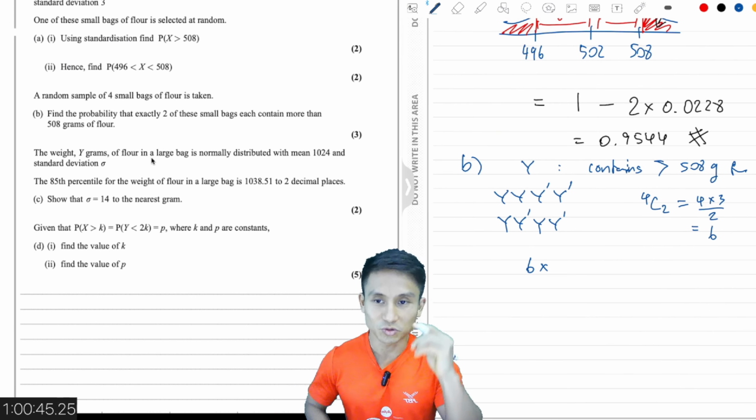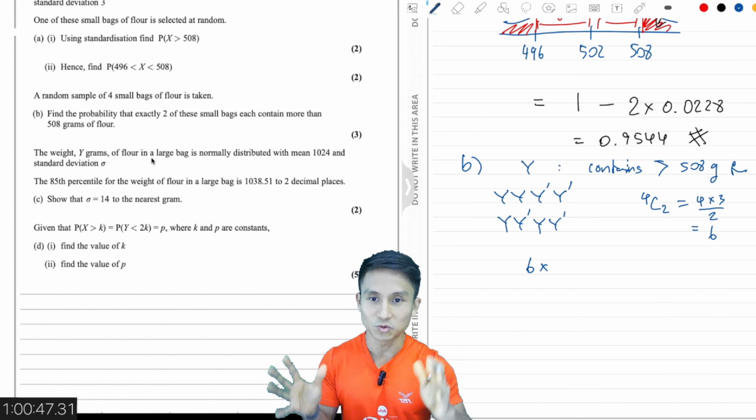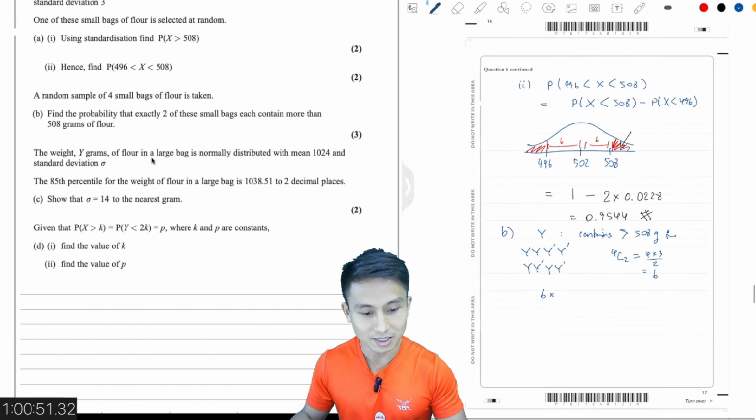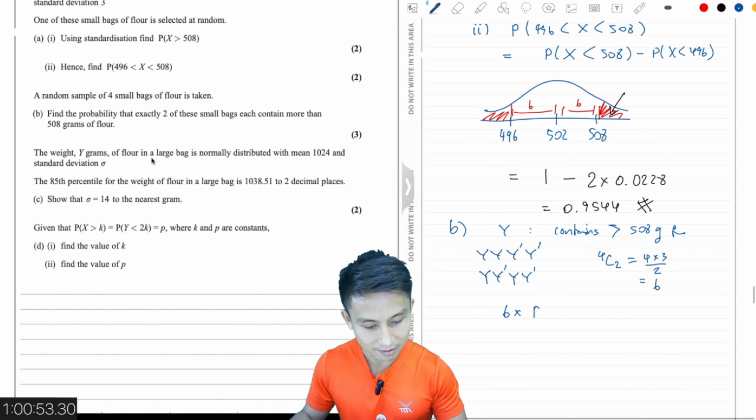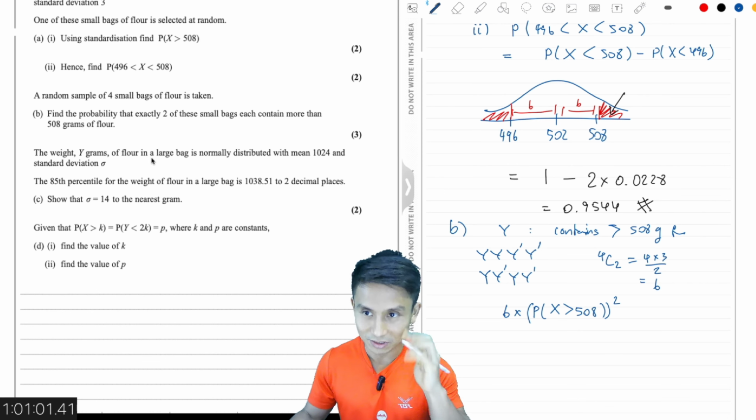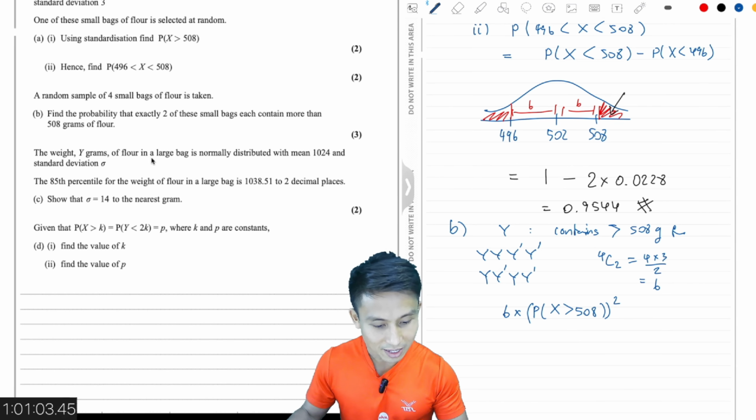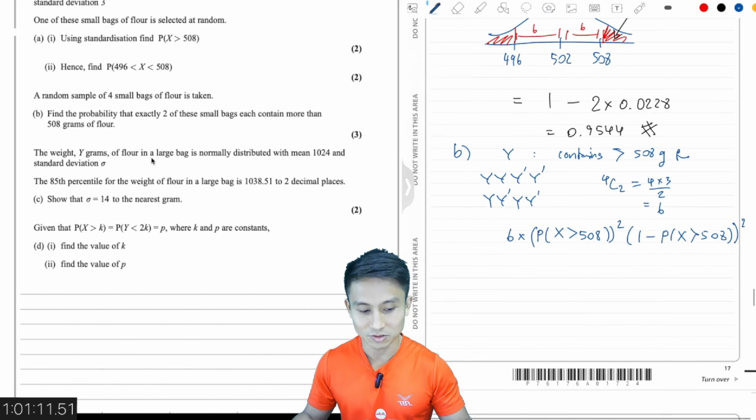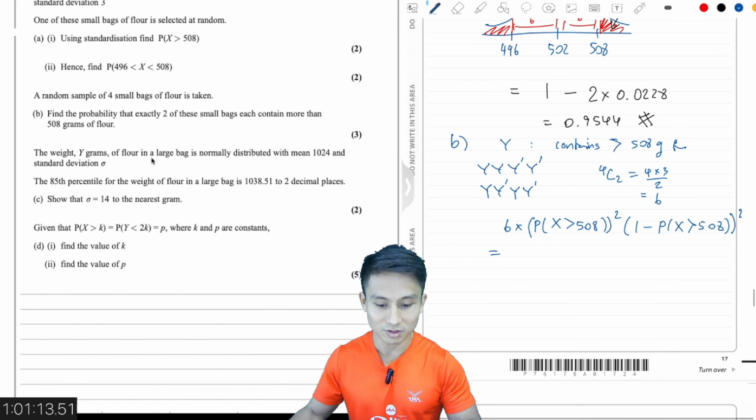And exactly 2, so we find each one, exactly 2 of these bags containing more than that would just be the probability of x more than 508 to the power of 2, because there's 2 bags with more than that. And the other one is just 1 minus, because we want smaller in this case, and another 2. So that's it. That will be just everything.